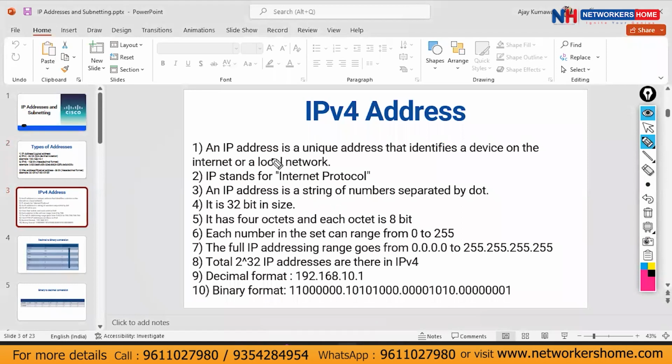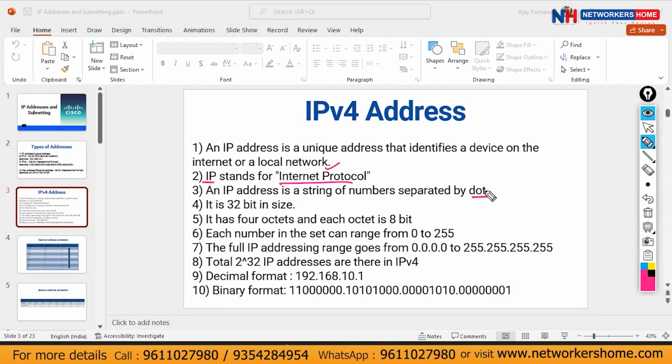So an IPv4 address is a unique address that identifies a device on the internet or a local network. Again, an address is always going to be used to identify a device or a node. IP stands for Internet Protocol. This is the protocol making the entire internet possible, taking data from one network to another network. An IP address is a string of numbers separated by a dot.